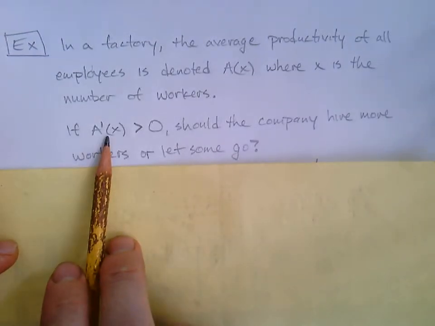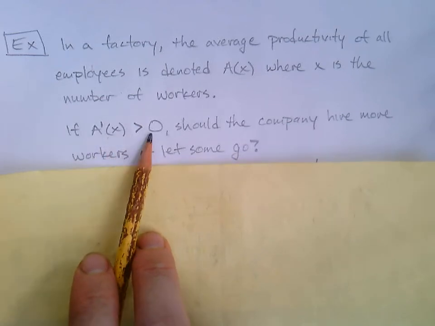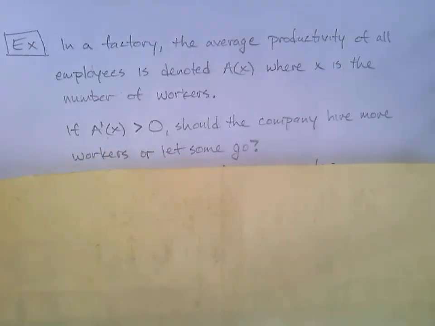So let's see. This represents the rate of change in the average productivity. Okay. If that's positive, greater than 0, what do we do? And kind of the dilemma is, if we're thinking average productivity, we want the average productivity to be as high as possible, right, in our factory.